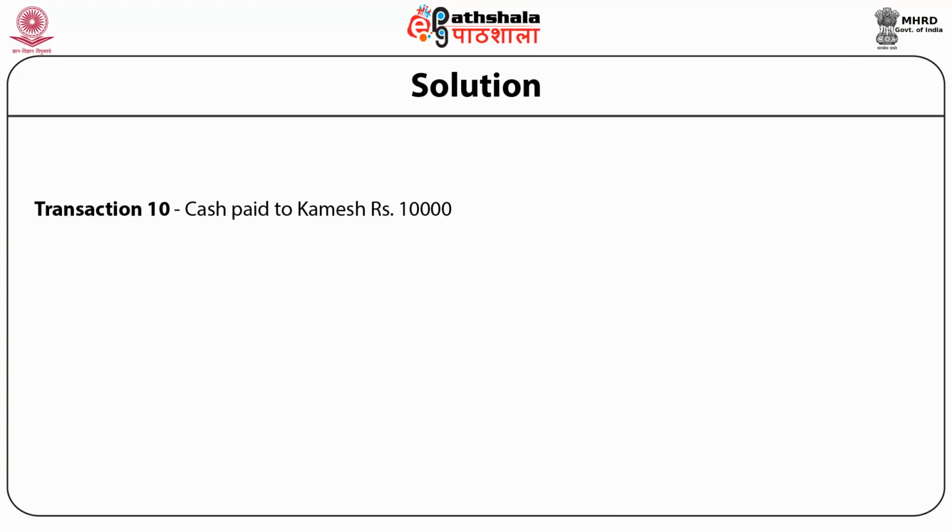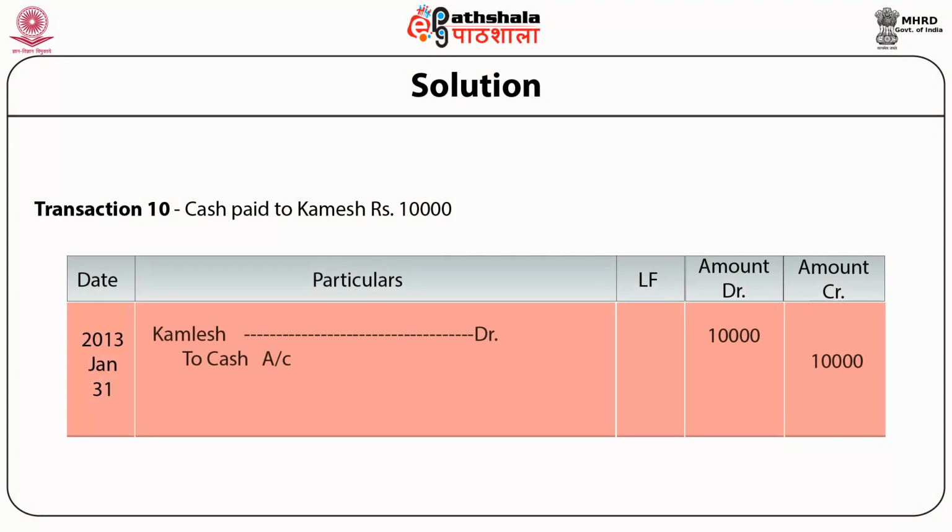Transaction 10, the cash paid to Kamlesh. Again two accounts are to be identified. One is the cash, another is Kamlesh. The cash related with the real group and Kamlesh, being a name, is related with the personal group. Cash is outgoing and Kamlesh is receiving the cash. So Kamlesh, the receiver, is to be debited, and the cash being outgoing from the business is to be credited. Now the transaction in the journal would be Kamlesh account debit to cash account.